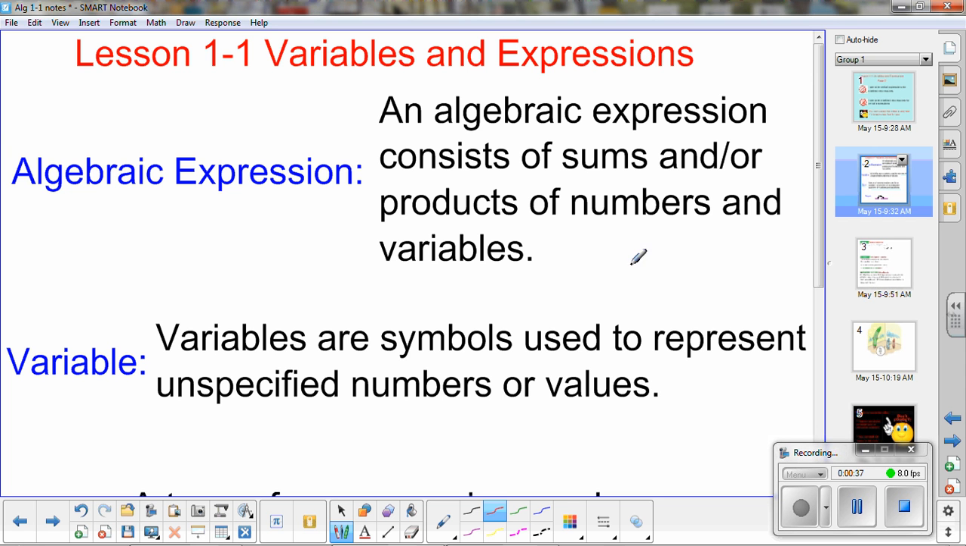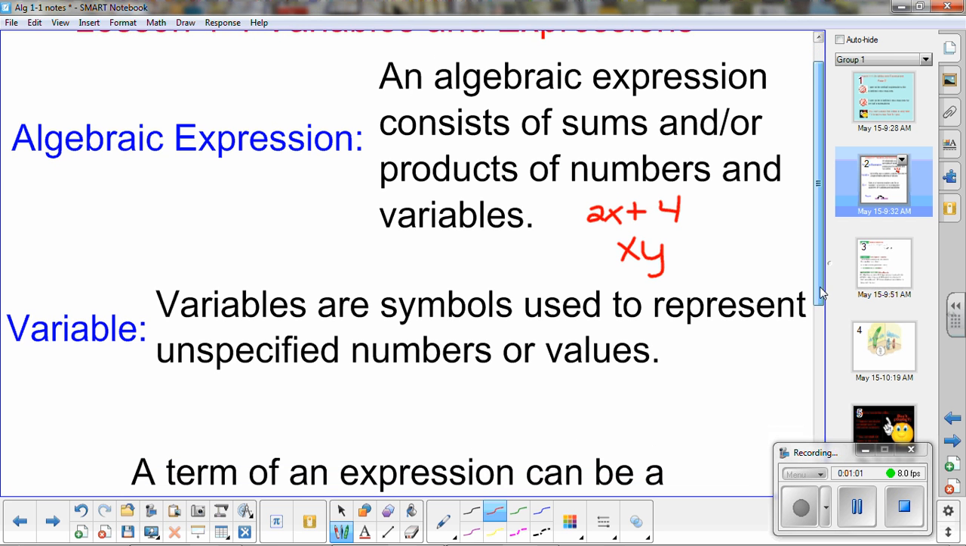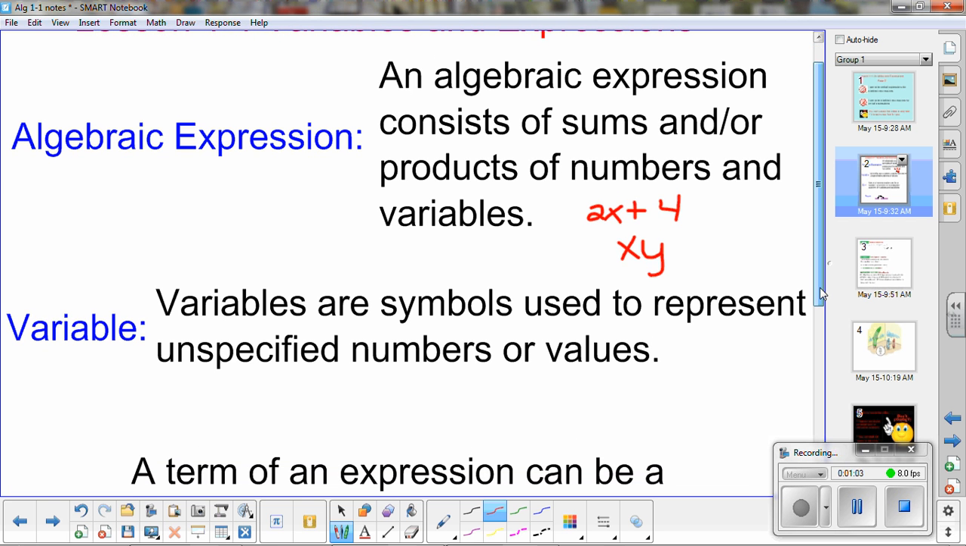For example, 2x plus 4 is an example of an algebraic expression. Or xy is another example of an algebraic expression. Variables are just symbols used to represent unspecified numbers or values.